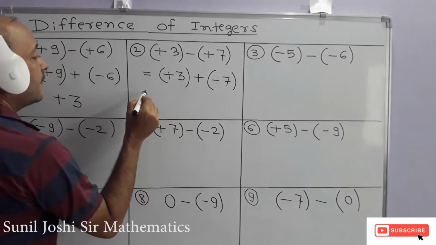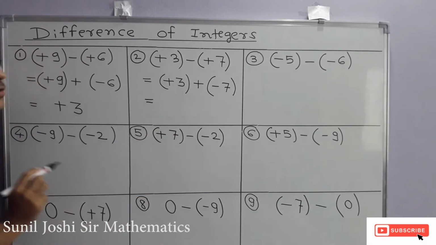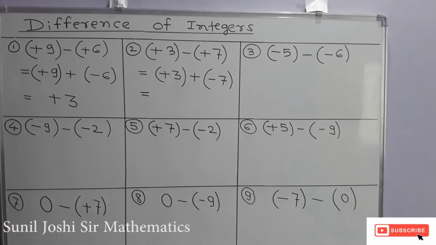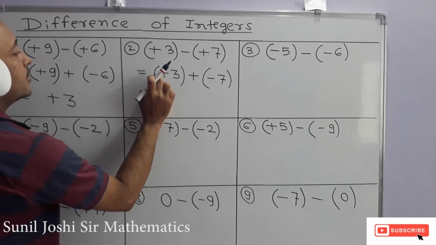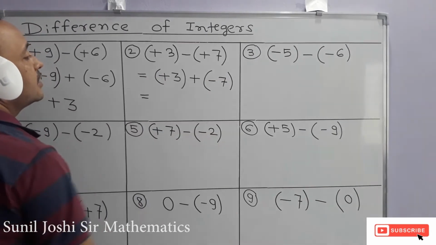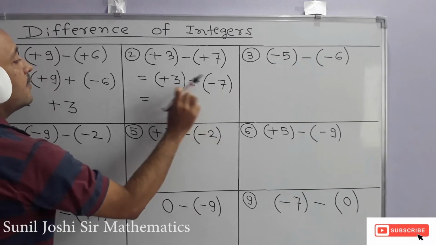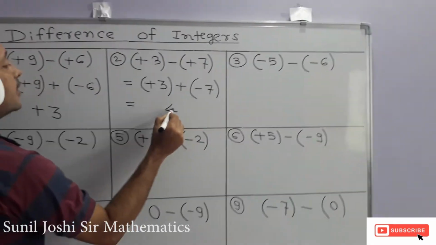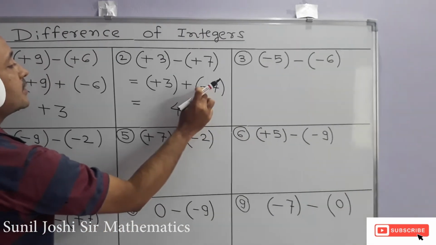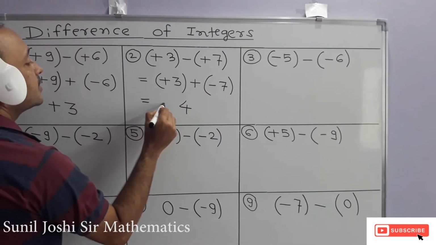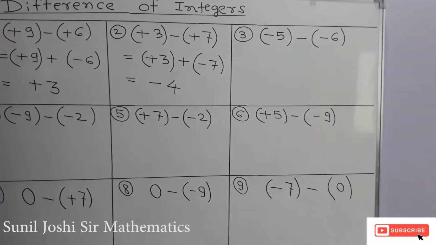And then rules of addition, that is similar signs do addition, different signs do subtraction. So the sign here is positive, the sign here is negative, different sign subtraction. 7 minus 3 is 4 and the greater number is 7, 7 having the sign minus, so answer having the sign minus, that is called as negative 4.